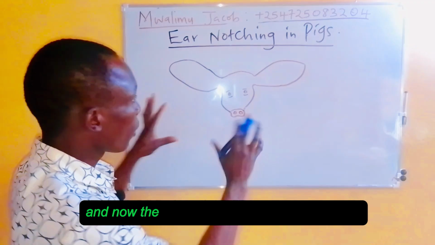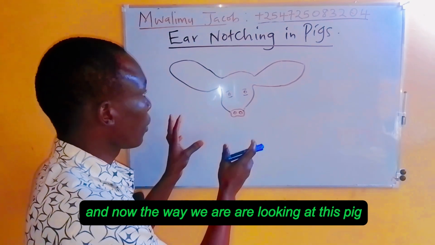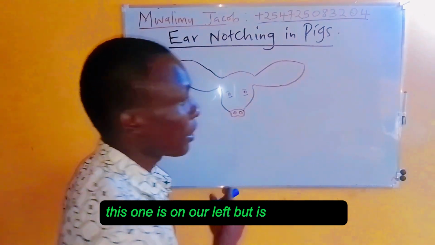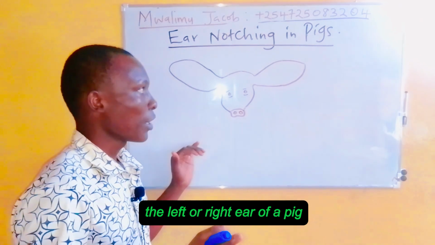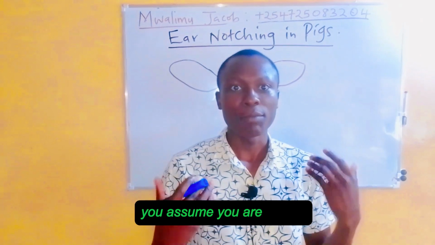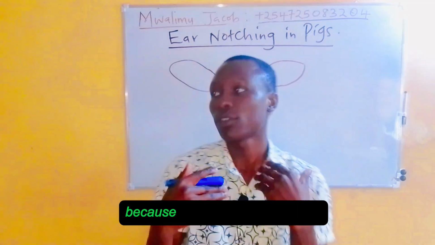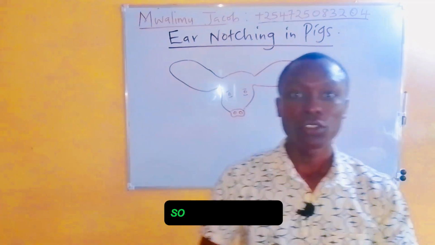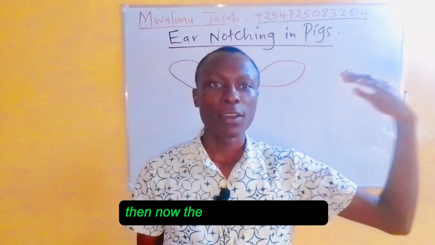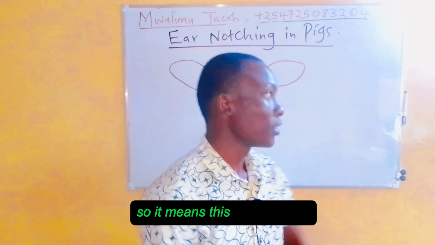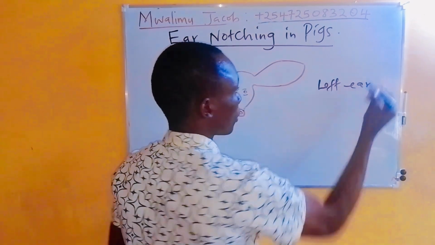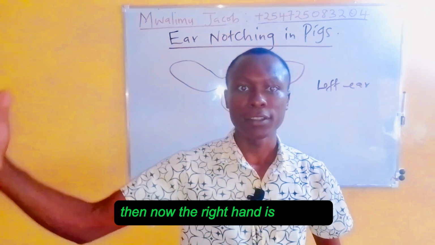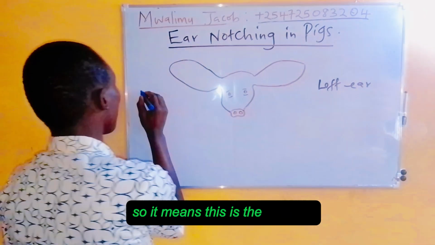The way we are looking at this pig, this one is on our left, but it's the right ear. Because for you to identify the left or right ear of a pig, you assume you are the pig. This pig is facing us, so if it is facing us, then the left hand is this one, so this is the left ear. Then the right hand is this way, so this is the right ear.